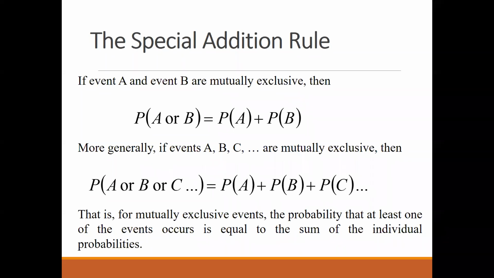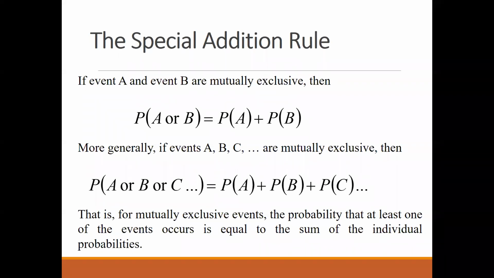One more thing, the last statement which is given to you. For mutually exclusive events, the probability that at least one of the events occurs is equal to the sum of the individual probabilities. Okay, it makes sense here.